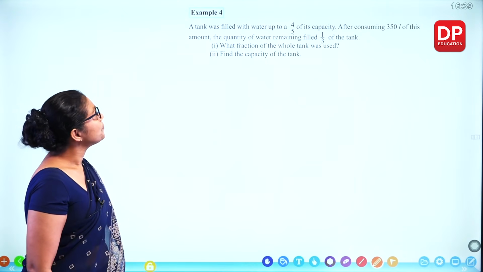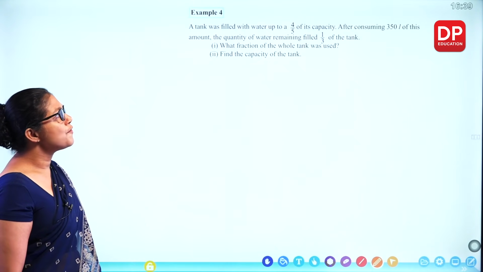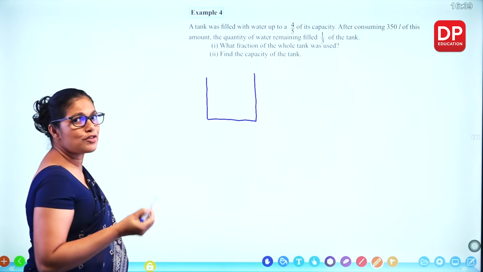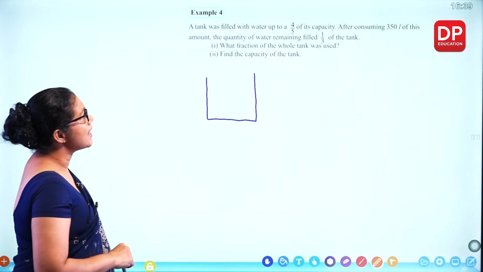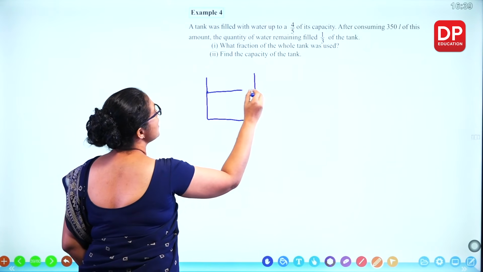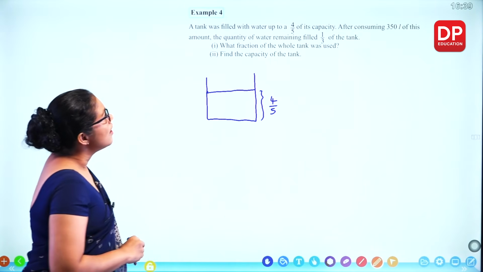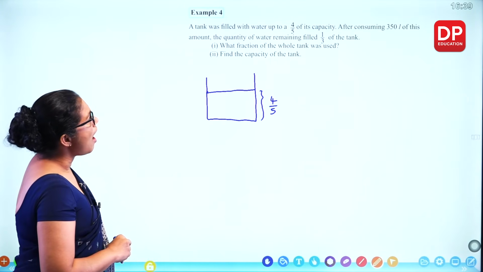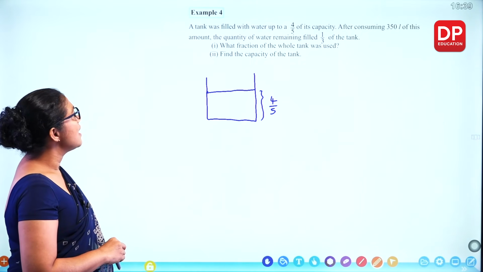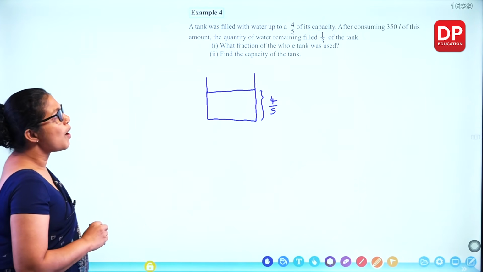Example number 4. It says a tank was filled with water up to 4/5 of its capacity. So when you take a problem like this, always try to draw a diagram. So this is the tank, 4/5 of it is filled with water. After consuming 350 liters of this amount, the quantity of the water remaining is 1/3 of the tank.